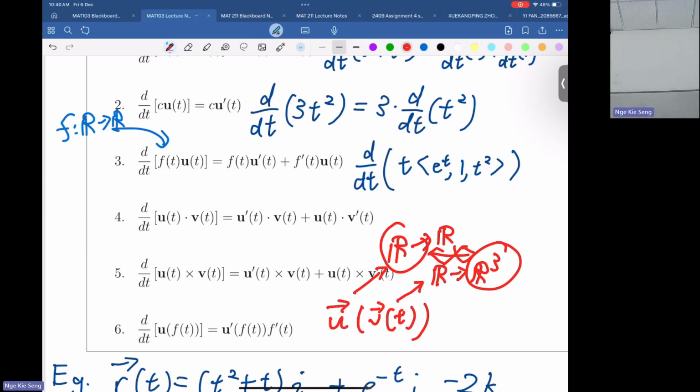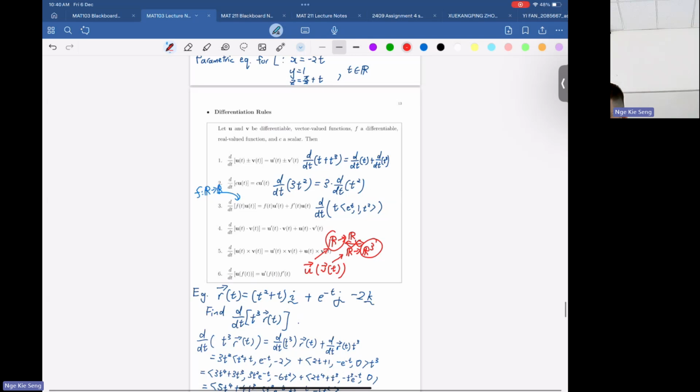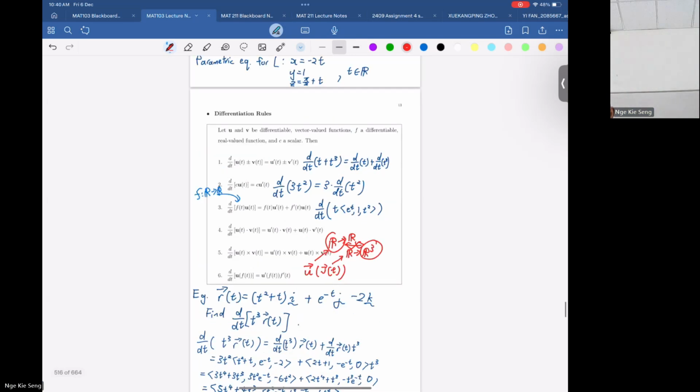And then luckily, the chain rule still works here. Okay, chain rule still works. So if you are interested, you can try and prove them, using first principle.